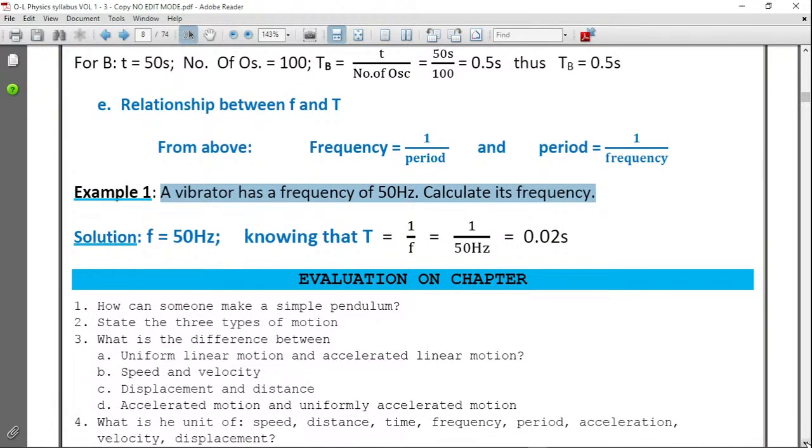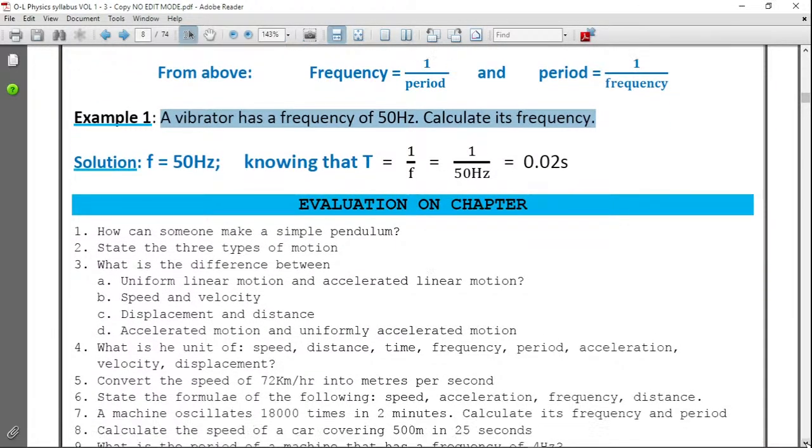How can someone make a simple pendulum? State the 3 types of motion and what's the difference between uniform linear motion and accelerated linear motion. What is the difference between speed and velocity? What's the difference between displacement and distance? What's the difference between accelerated motion and uniformly accelerated motion?